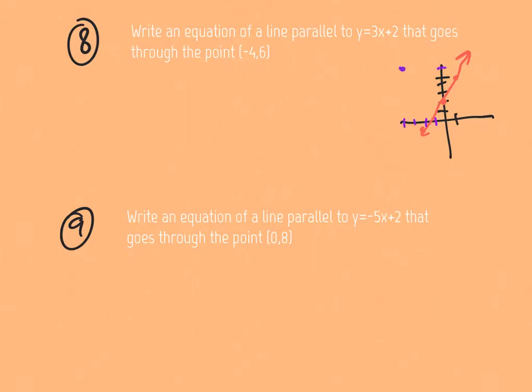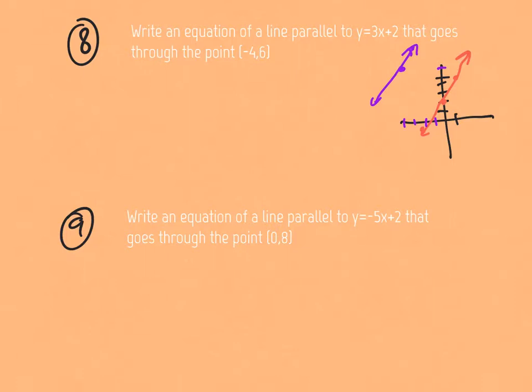So negative 4, 6 is there. So I'm looking for a line that has the same slope, it's parallel, but goes through that point there. So I'm trying to write the equation of that purple line, right? They're parallel, but they go through different points, right? One thing that's really important to note is they don't have the same y-intercept, right?